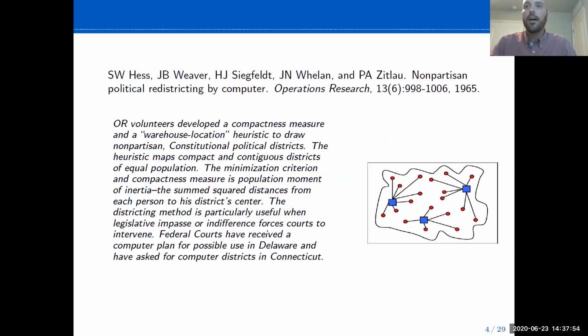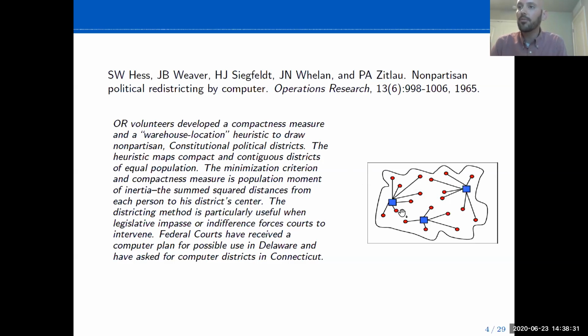Okay, so maybe I'll talk about kind of a classical optimization model in redistricting, and it's something that we'll build off of when we start talking about contiguity constraints. So there's a paper of Hess and others published back in the 60s in OR, and in there they were trying to get a districting plan that was as compact as possible. And the compactness measure that they used was what they called the moment of inertia. And so it's maybe illustrated by this picture over here.